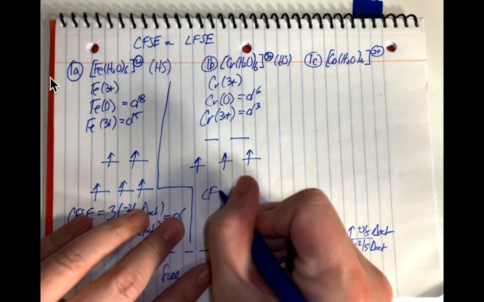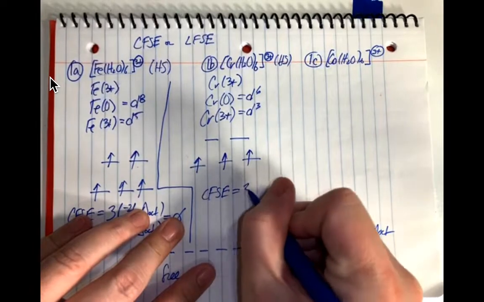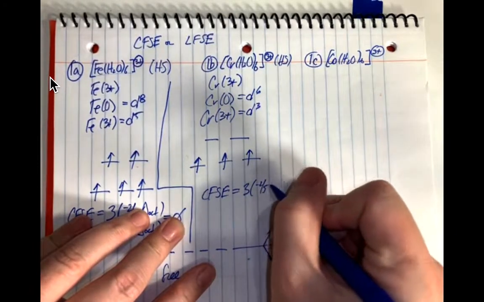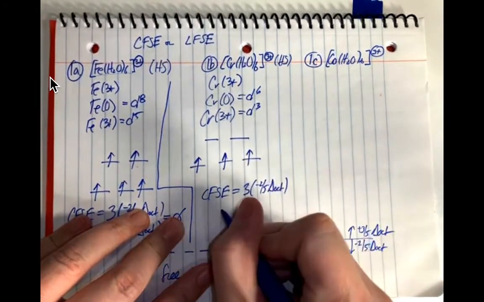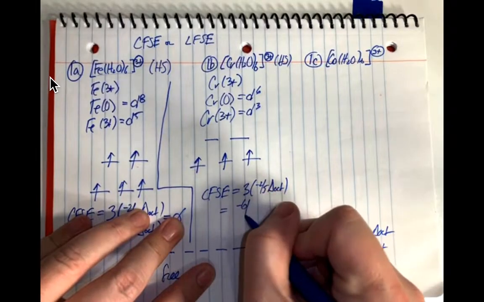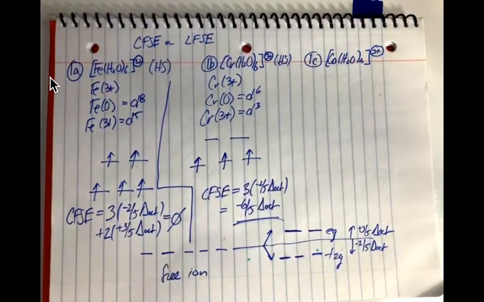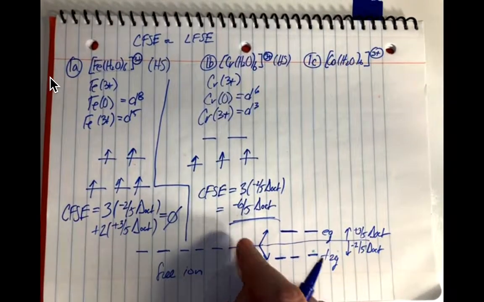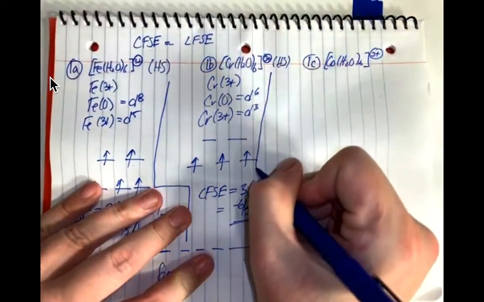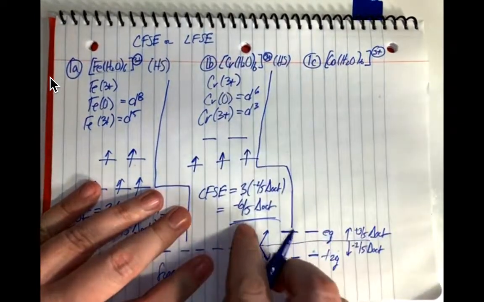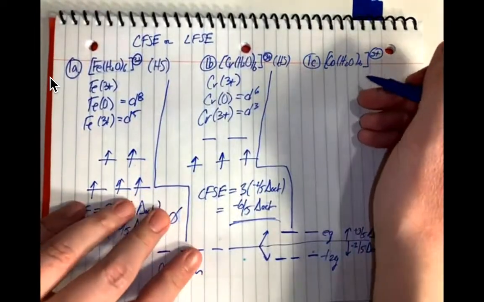So now the crystal field stabilization energy is equal to 3 times minus 2/5 delta oct. So it's equal to minus 6/5 delta oct. So that's the stabilization that this complex feels when the 6 waters come around and coordinate to it. The stabilization that the metal center feels.